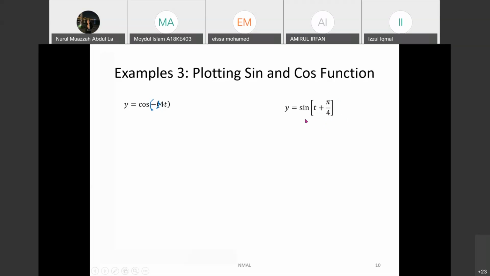So instead of starting from 0, if you plot sine, it starts from 0. So at t equal to 0, you start at t equal to negative pi over 4. Okay, so you try first. Alright, you can try to plot it. Have you copied this? Because this will not be in the slides, okay?